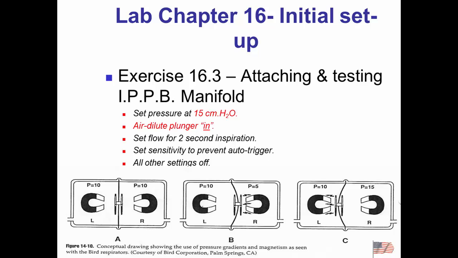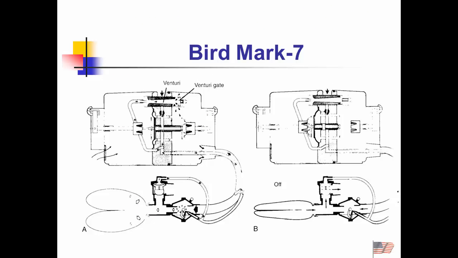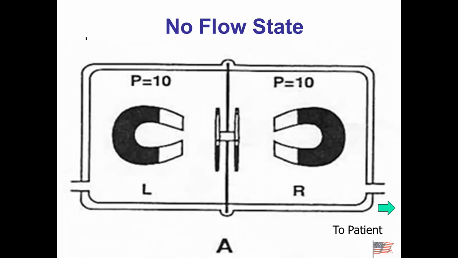So how does this unit work? How does the Bird Mark 7 work? Well, it works on the concept of pressure versus magnetism. Has a magnet on each side that's pulling on a little piece of metal, and depending upon the pressure, it's either going to turn the unit on and allow flow to go through it, or it's going to turn the unit off. Here you can see where it's on the left-hand side, gas is flowing to the patient. On the right-hand side, then the patient is exhaling.